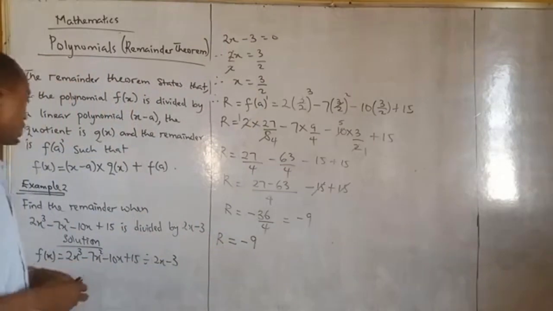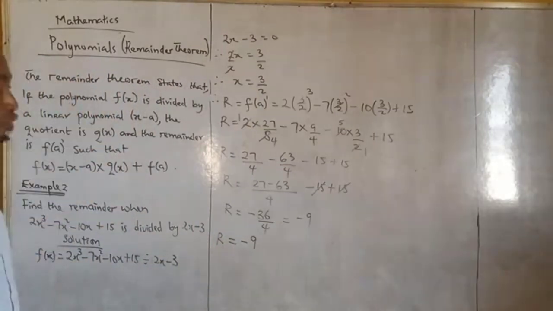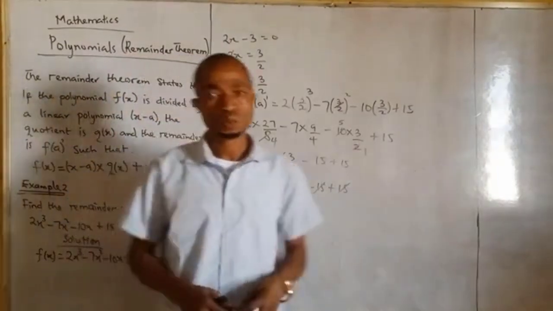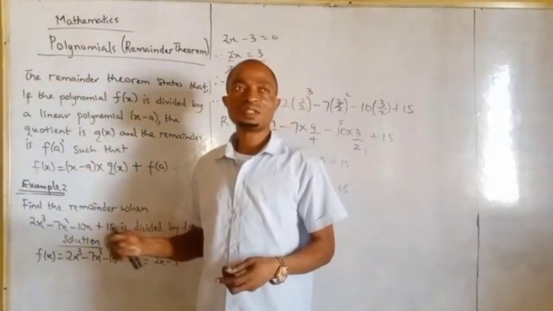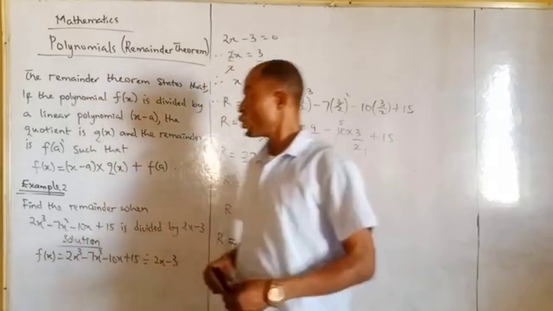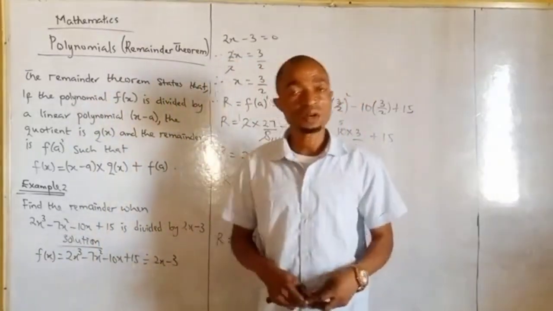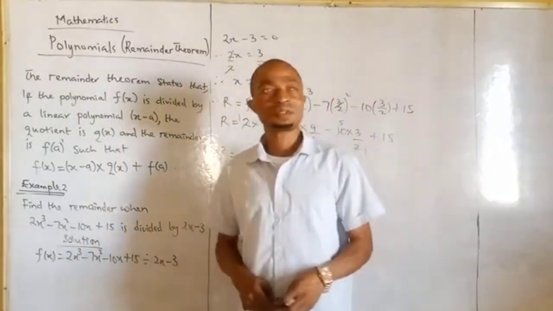So when we are given a polynomial, and we are dividing it by another polynomial which is of a lesser degree than the polynomial we are given, we can make use of the remainder theorem to get the remainder of that polynomial.